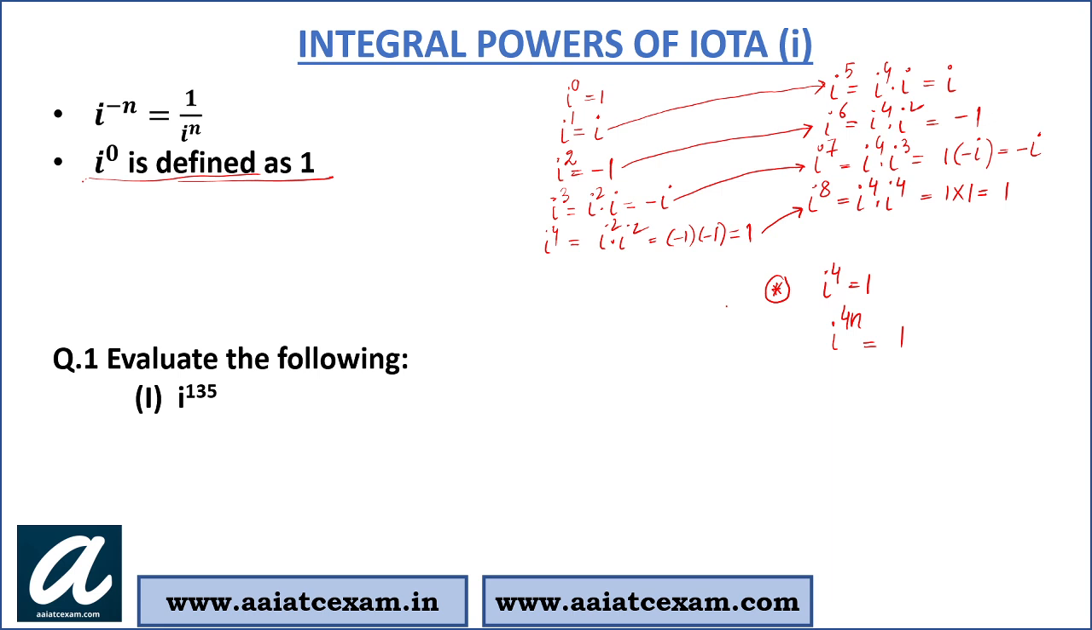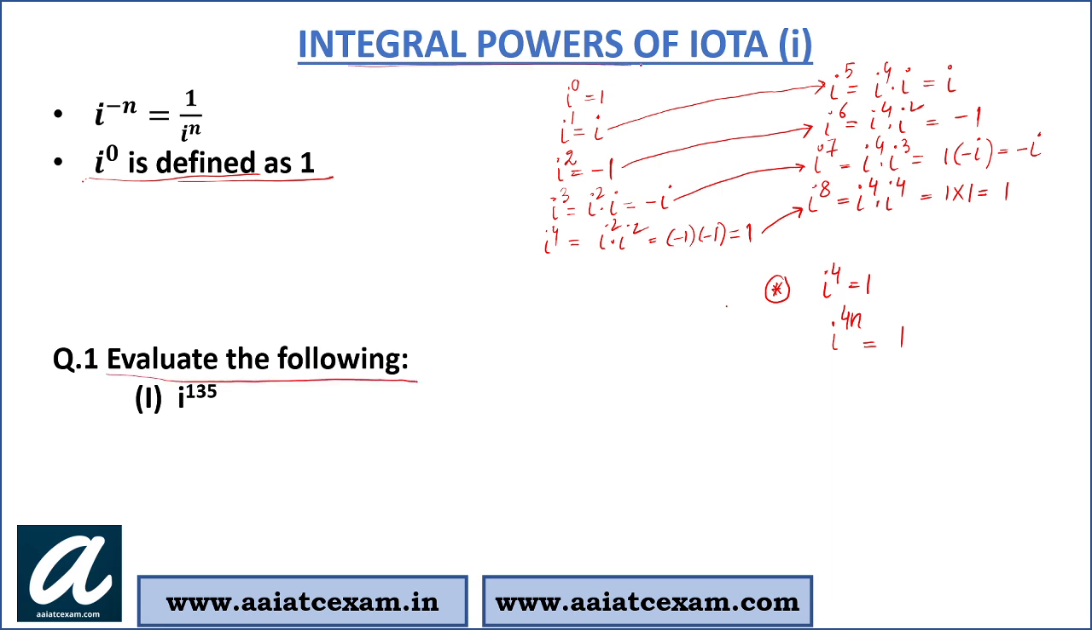Students, can you tell me why iota raised to power 0, or anything raised to power 0, is 1? Please answer it. Try to answer it.